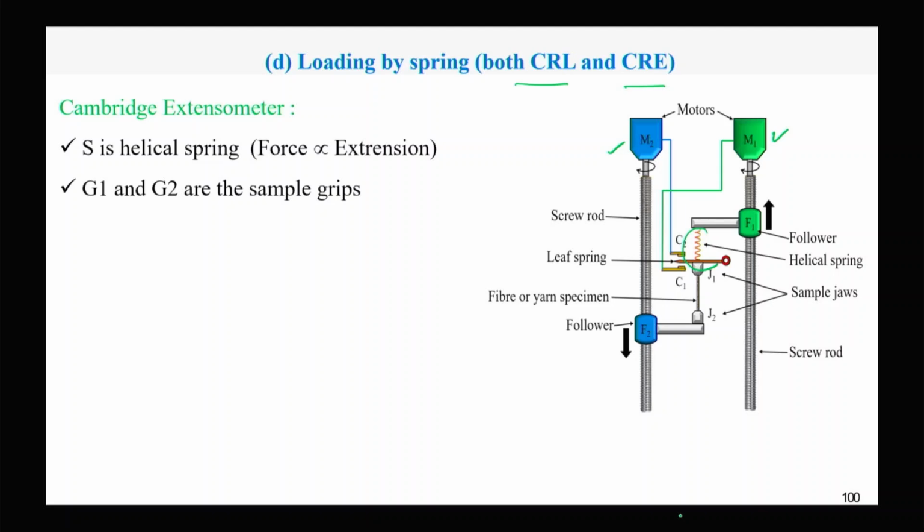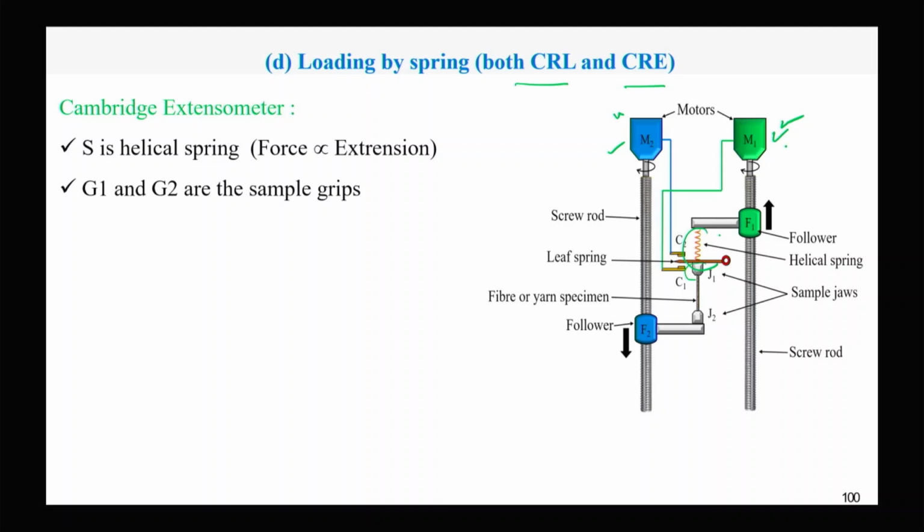With this attachment, when we need constant rate of loading, the motor M1 rotates at constant speed and the upper jaw is connected with the spring, and lower jaw J2 is connected with another follower which is connected with a rod, a screw rod driven by the motor.